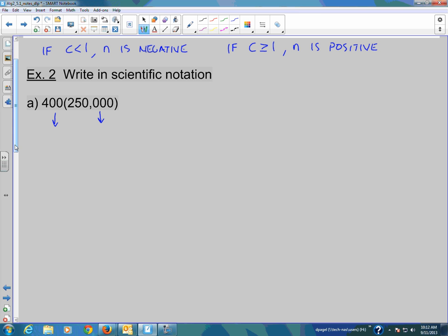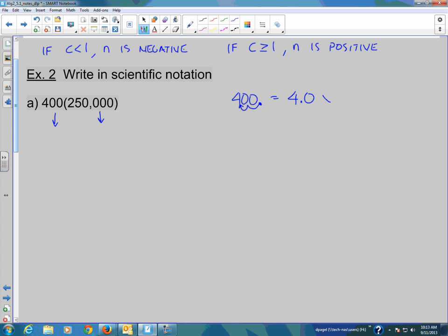How do we take a number and convert it into scientific notation? Well, we first of all consider where the decimal is. And in 400, the decimal's at the end. And that decimal, to make a number between 1 and 10, would have to move 2 places to the left. And then that number would become 4.0.